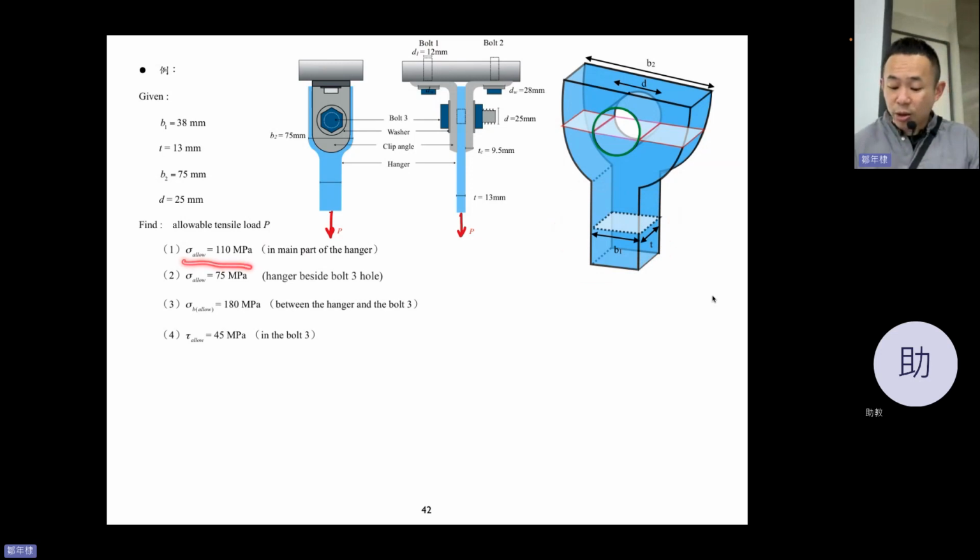their sigma allow is 110. So we want to see how large of the P here will exceed the sigma allow 110 MPa at this. Otherwise, it will break. Okay, so next hour, I will try to let you know this one. See you later. If you have any questions, just let me know.